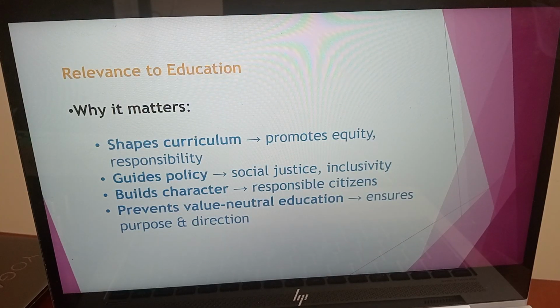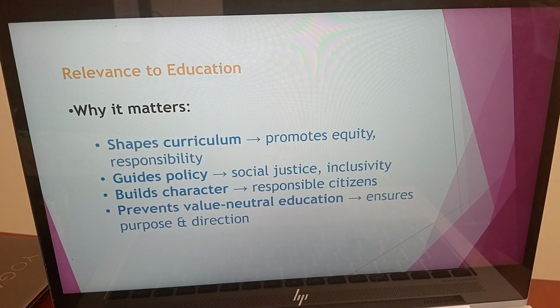The relevance to education, it matters so much. One, it shapes curriculum that promotes equity and responsibility. It also guides policy, that is social justice and inclusivity. It also builds character, that is responsible citizens. It prevents value-neutral education, that is, it ensures purpose and direction.